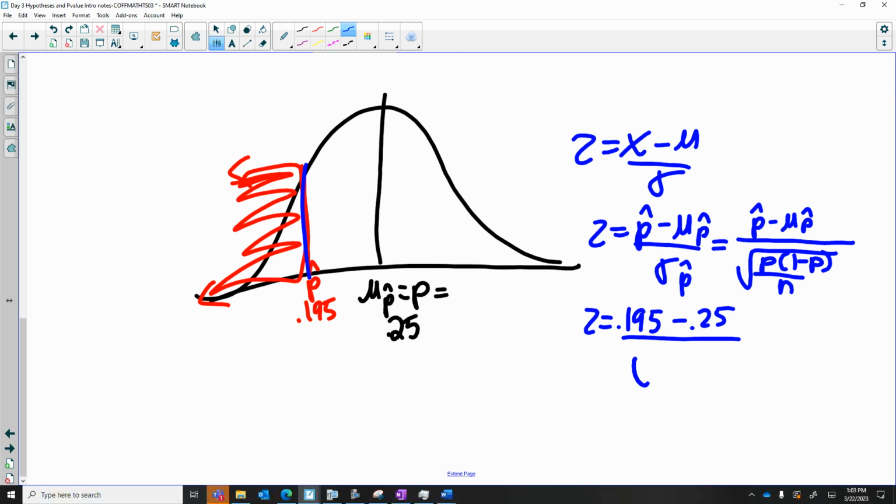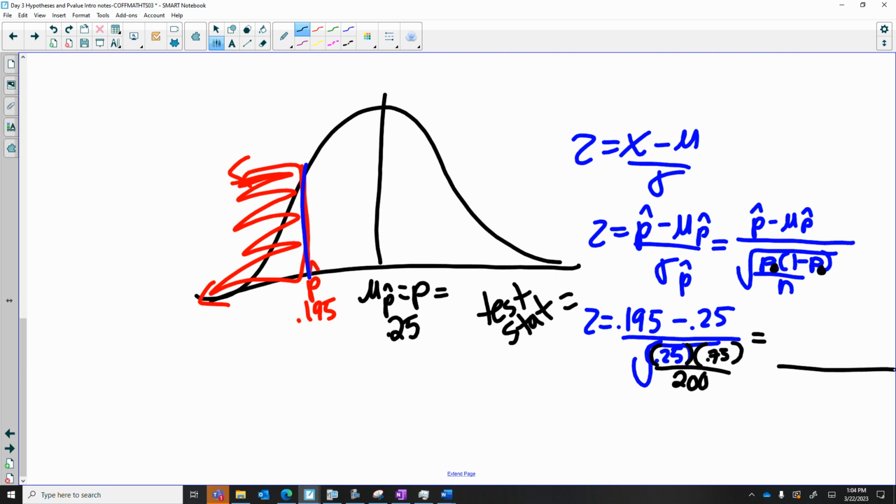We're going to do the square root of p, which we're assuming in the null is 0.25, times 1 minus p. I'm putting a little sub-zero here, in case you're wondering what this is. So 0.25, 1 minus 0.25, which is 0.75, over n, which was 200. So now what we're going to do is get our Z-score. That is our test statistic. All right, so when we say T for test statistic, we're going to get the value of Z. And then what are we going to do? We're going to find the area to the left of that Z-score, aka to the left of this p hat.